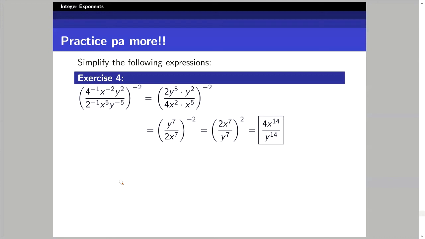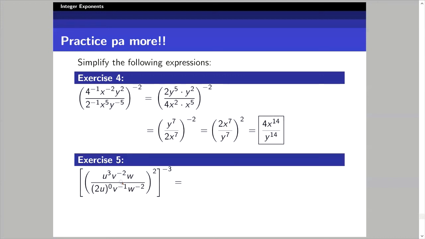Okay, kaya pa? Because I still have one more exercise for you. Okay? So, tingnan natin kung paano natin to isi-simplify. I always suggest that you try to simplify things inside the parentheses. Tapos, pwede nyo na rin i-multiply ito, because this is an exponent raised to another exponent. So, you multiply, you'll have negative 6. Right? Okay. Let's simplify this expression.